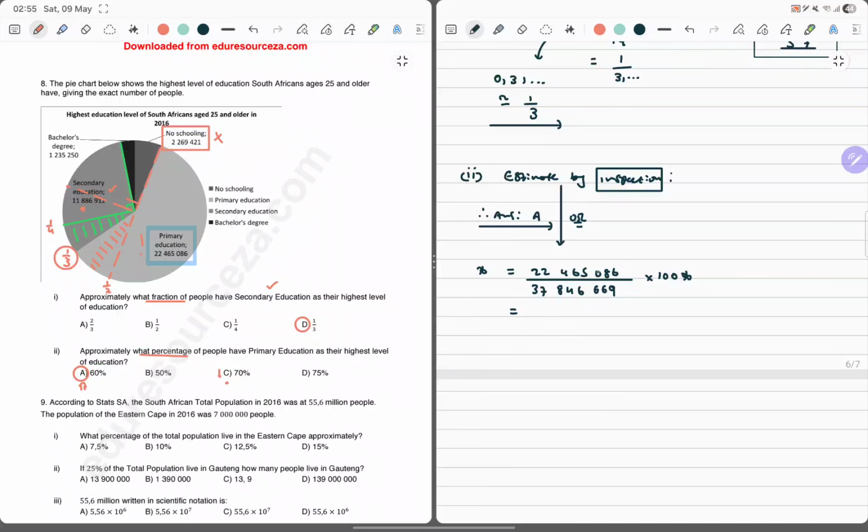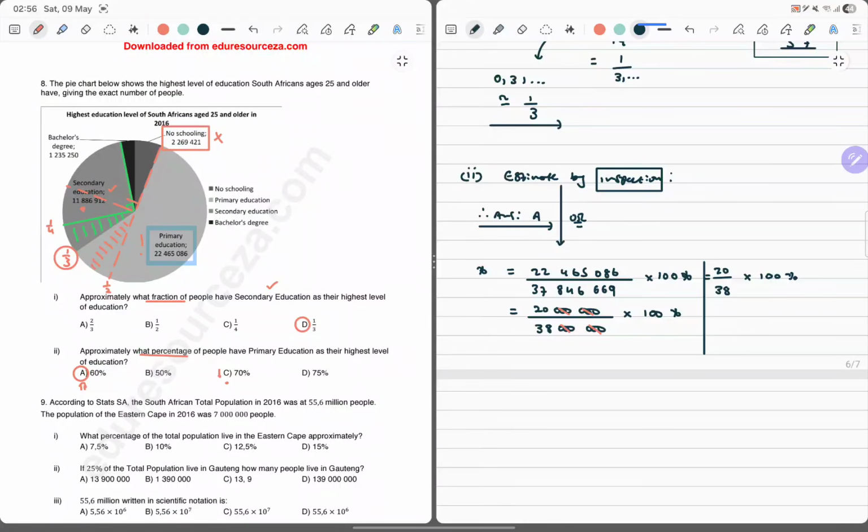22, it's close to 20, sorry, 20 million. And this one, 37, well, we can say it's close to 38 million. Right. So this goes, that goes. Of course, I forgot to multiply by 100%. So we've got 20 over 38 multiplied by 100%.